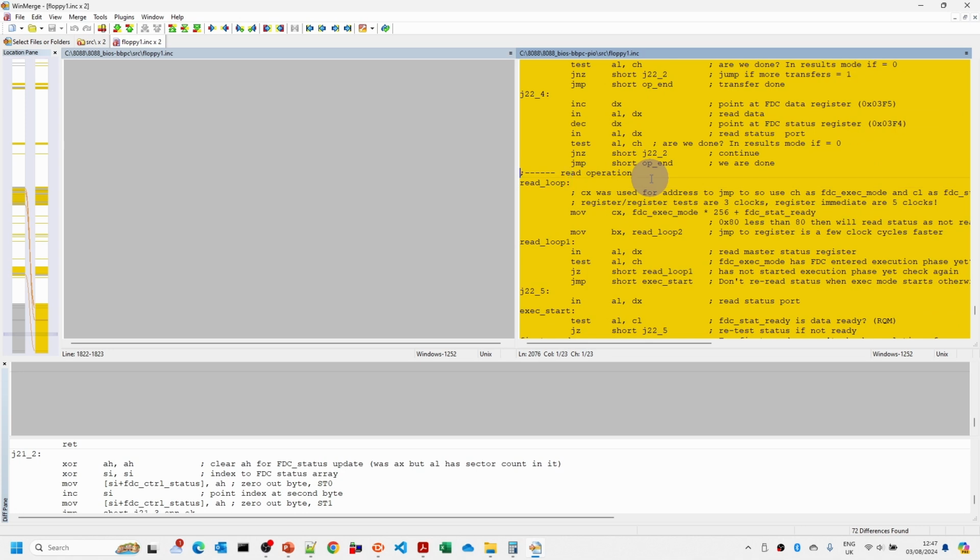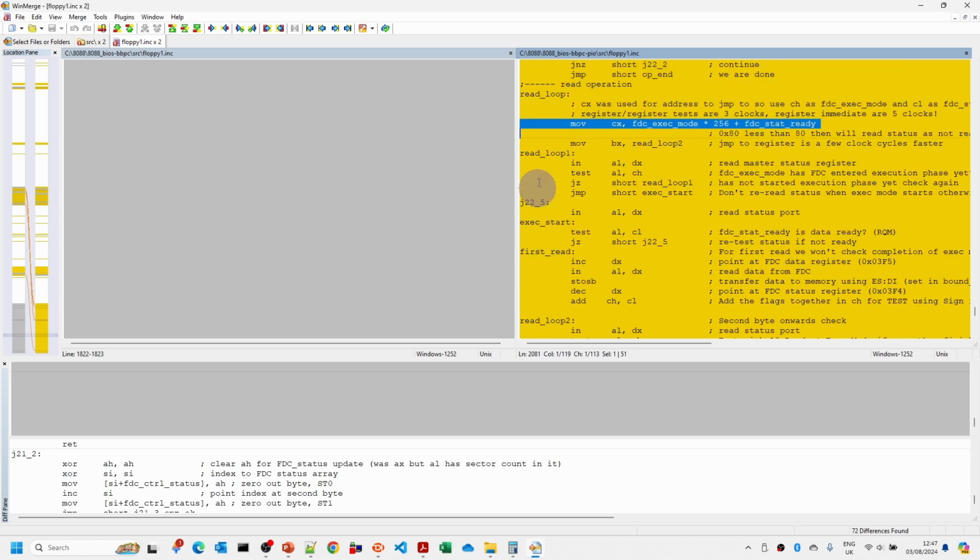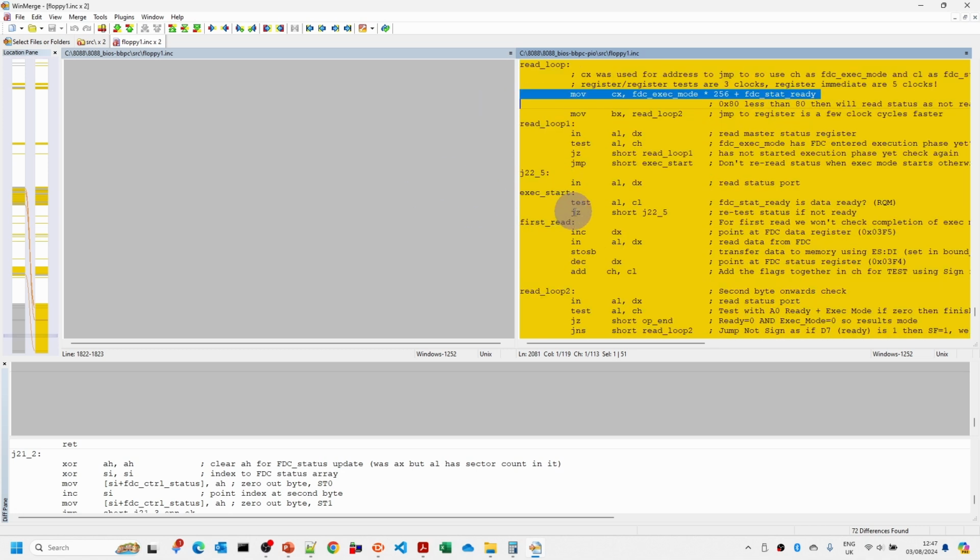So if you have a look at the read operation, you can see here that CX was used for an address to jump to this bit of code, so we can use it for what we want. And so what I have done is use CX for putting some of the status values in there, so that when we're actually doing the main loop, I did separate out the first read from the rest of the data, because there seemed to be some issues with the first byte being read.